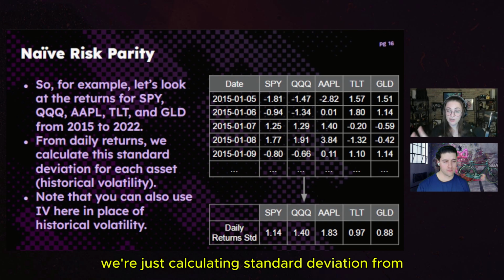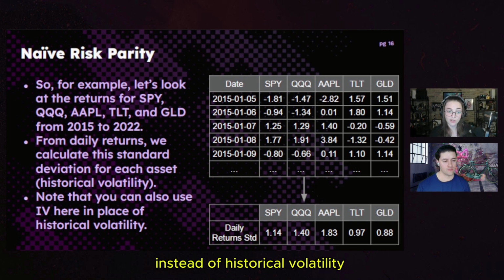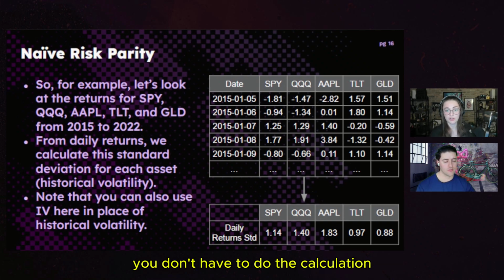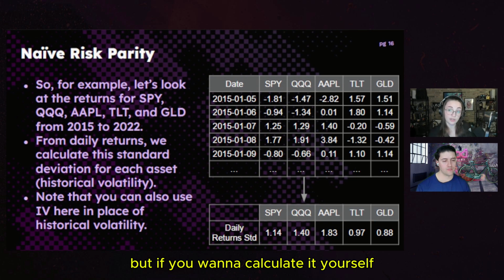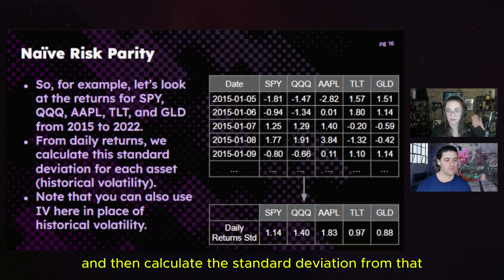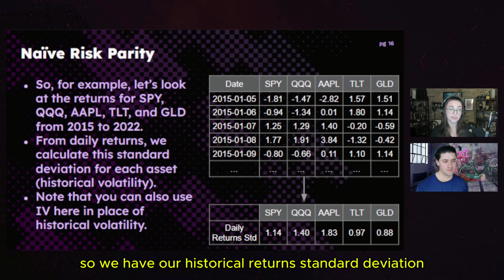So we're just calculating standard deviation from our returns. You can also use implied volatility here instead of historical volatility, which is nice because you can usually just pull that off of a platform. You don't have to do the calculation. But if you want to calculate it yourself, you would take the historical returns and then calculate the standard deviation from that. And then we have the historical volatility for each asset.